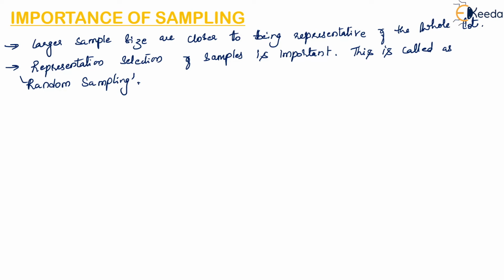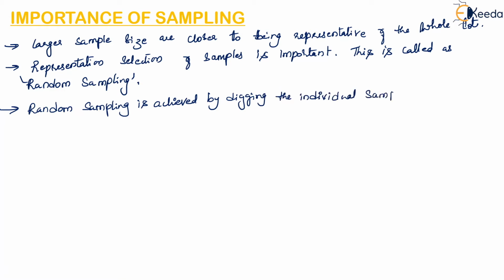When the parts can be identified by individual numbers, a random number table can be generated and used for picking the sample. So the parts are marked with different numbers. Then a random number table will be generated and we will pick the samples for testing. So random sampling is achieved by digging the individual samples out of various places in the bulk container.